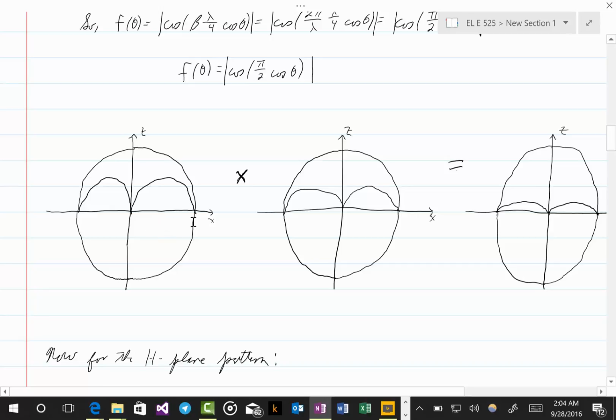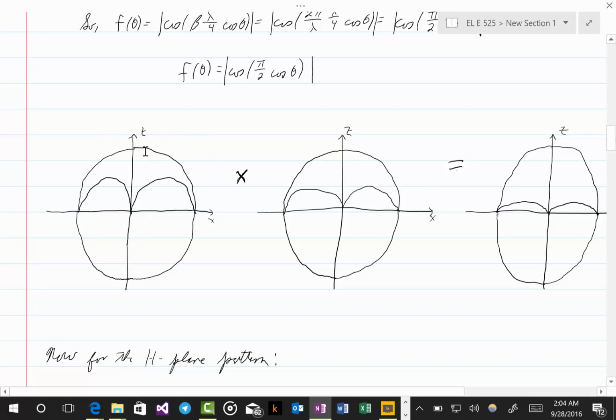There's no need for us to compute the pattern down here where z is less than 0, because remember, that's where the ground plane was originally. So we're only interested in the pattern in the region z greater than 0.